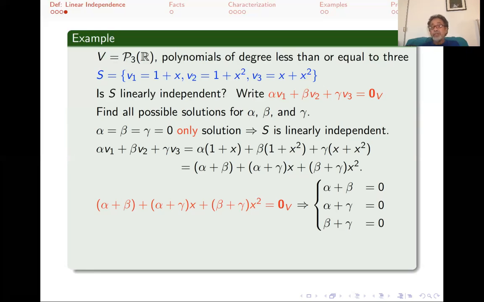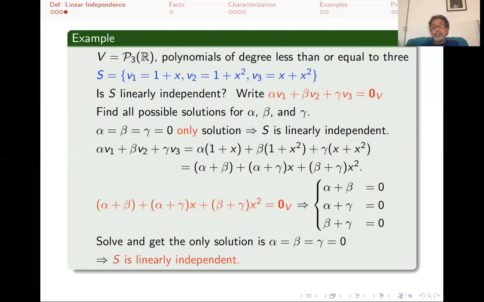So I have 3 equations and 3 unknowns. I use the method from the Nine Chapters, Gauss-Jordan elimination, and solve this. If you do solve this, you will get that the only solution is 0, 0, 0. That is always a solution, but that's irrelevant. The question is, are there any other ones? And there aren't, and therefore S is linearly independent.